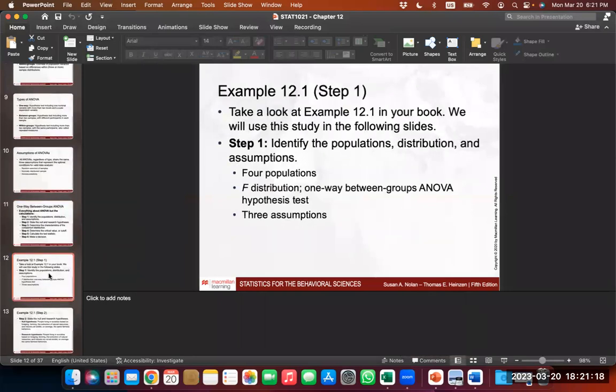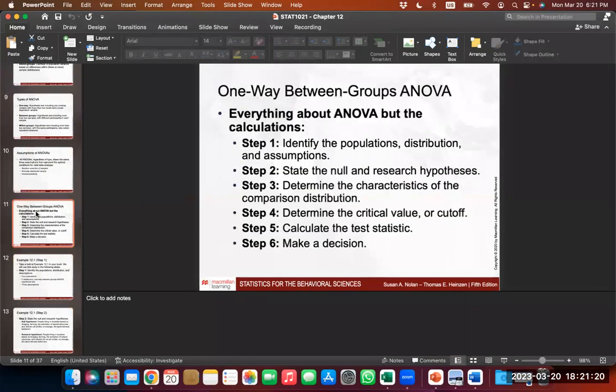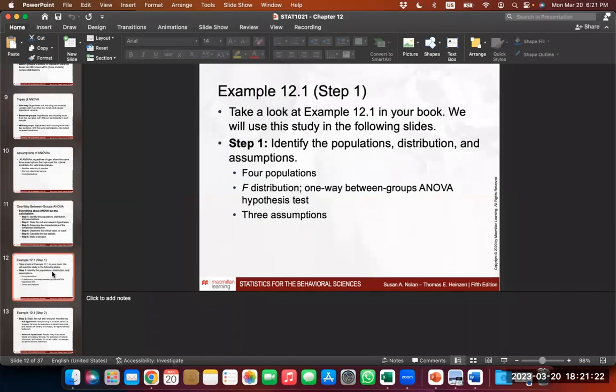And then we're making a decision based on the calculated F and the critical value. We will either reject or fail to reject the null hypothesis, and the null hypothesis will be that these groups are not different from each other and from the grand mean. Good.